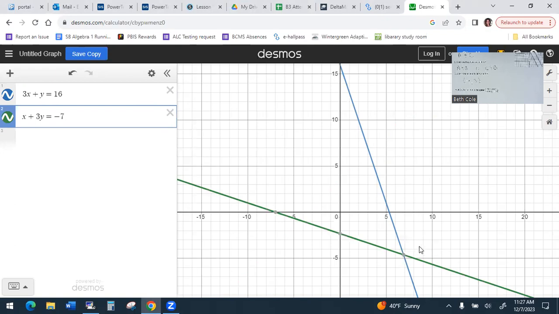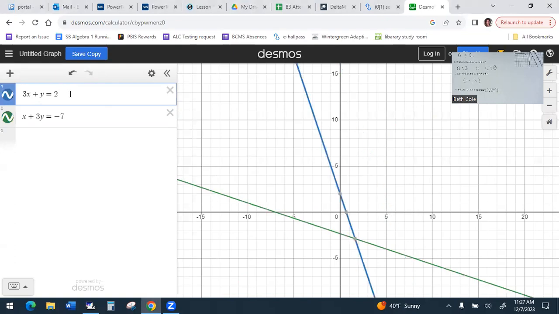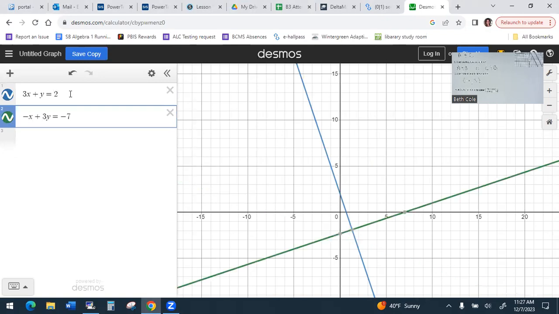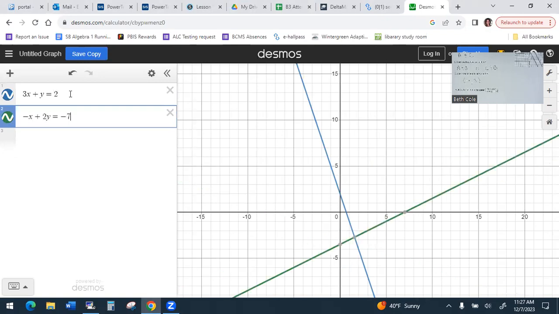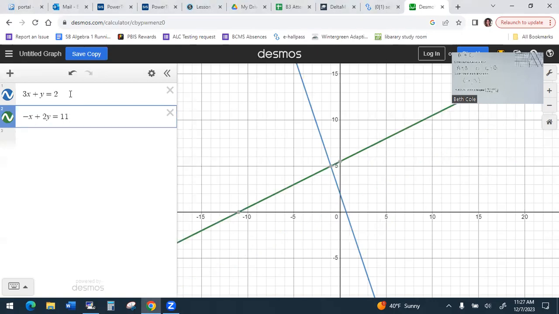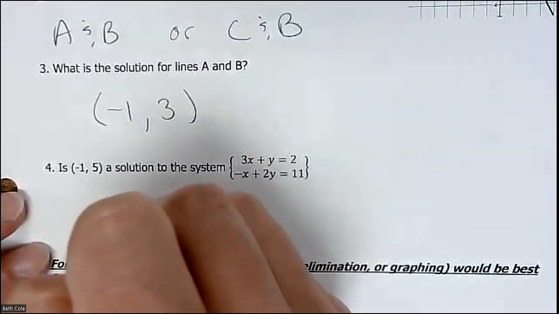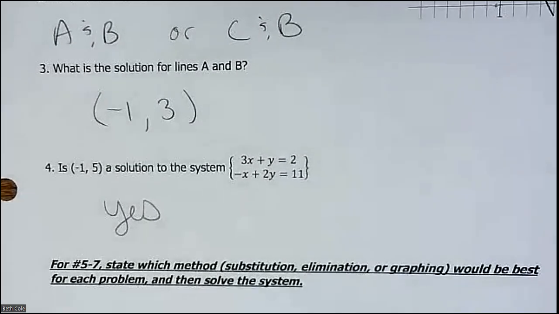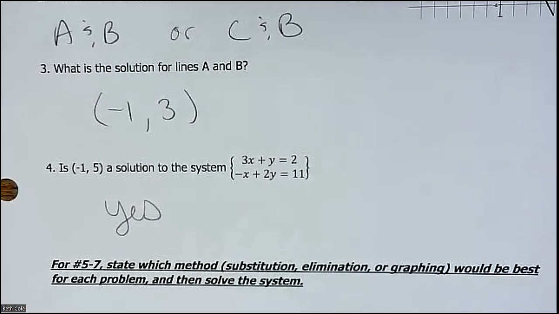Click on the intersection. I have a feeling I mistyped something. 3x plus y equals, oh, that should be 2. Thank you. I was looking at a different problem. I typed in a different one. Equals 11. There we go. All right, so I'm going to click on that. Is that the point that's written on your paper? Yes. So it's a yes or no question. All right, are we good on the first section?